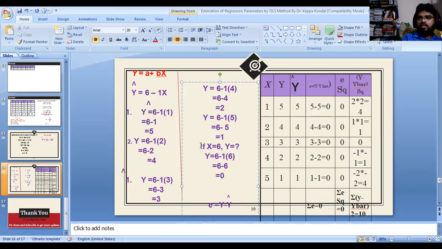Sometimes they will ask, if x is equal to 8, then how much is the y value? Simple, we substitute the x value 8. Then 6 minus 1 into 8, so y is equal to minus 2, because 6 minus 8 is minus 2. This is forecasting: if x is equal to something, how much is the y value? On the basis of these values only, we can calculate the forecast.